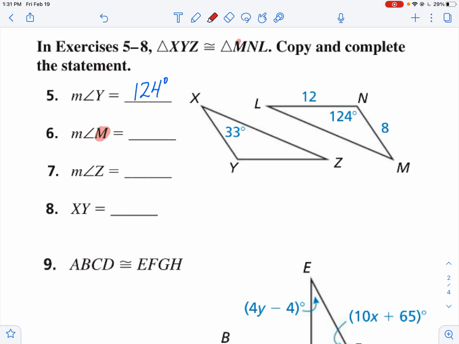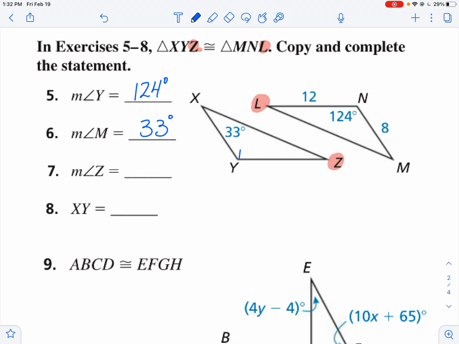M, where's M? M is the first letter, corresponds with X. Here's X. Here's M. I don't know what M is, but I know what X is. X is 33. So M is 33. And then I've got angle Z, which corresponds to angle L. I don't know what Z is, and I don't know what L is. Okay, so how do I find that?